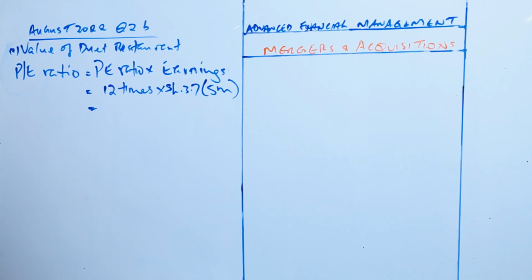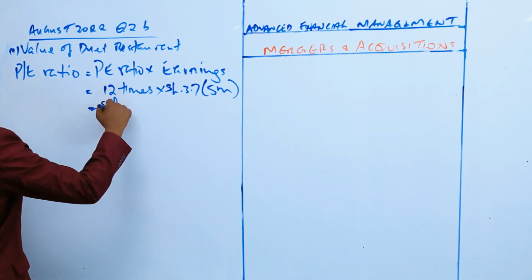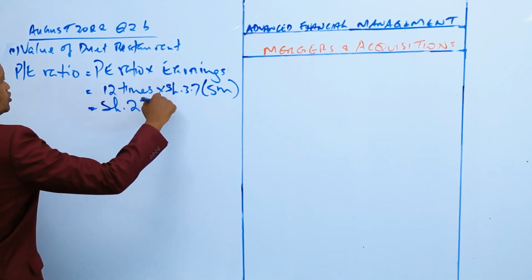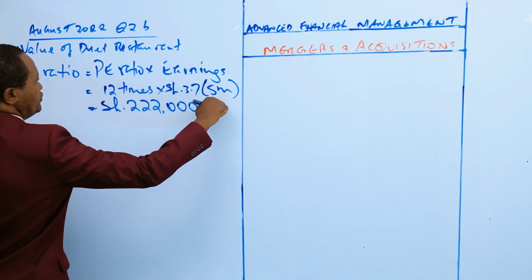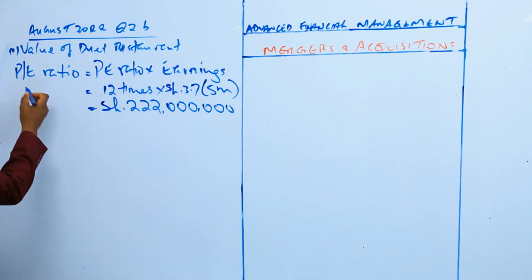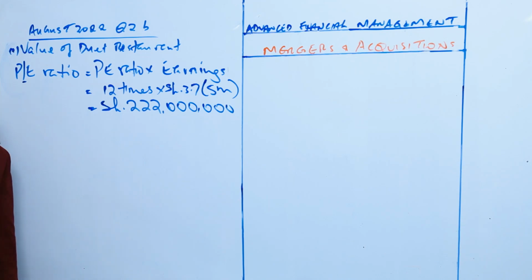3.7 times 5 million. Then we multiply by 12. This is equal to 222 million. 222 million is the value of Duet Restaurant using the PE ratio basis.